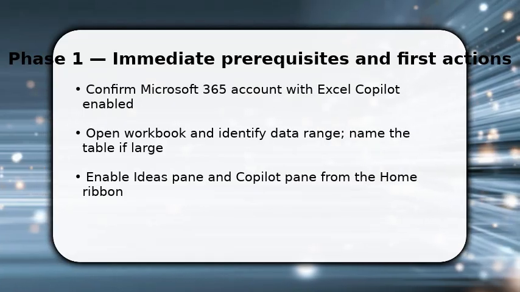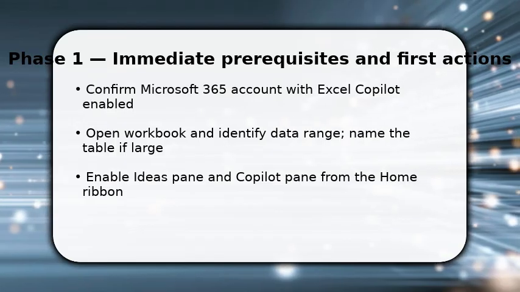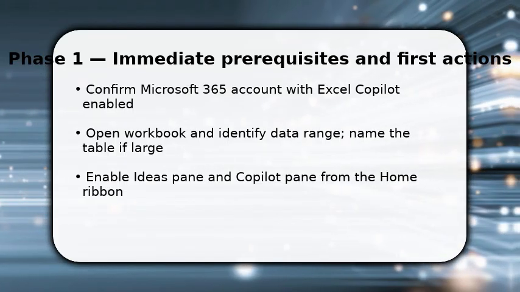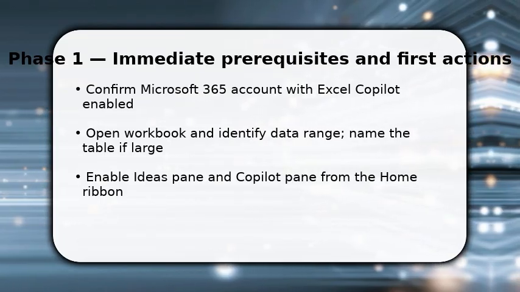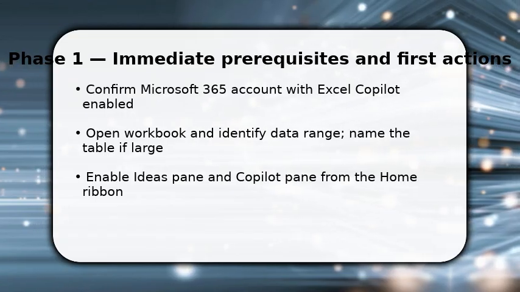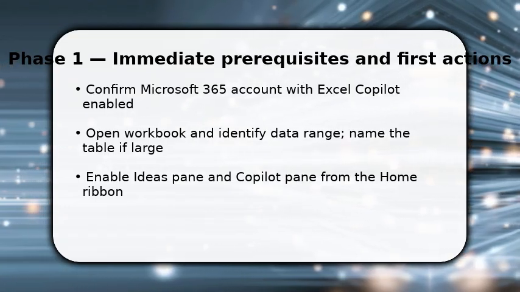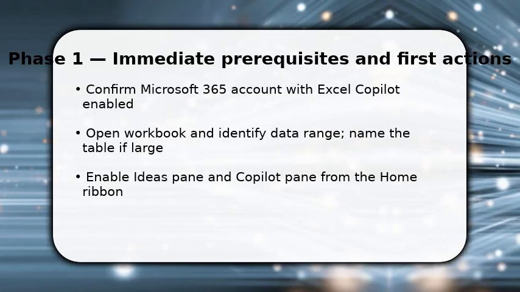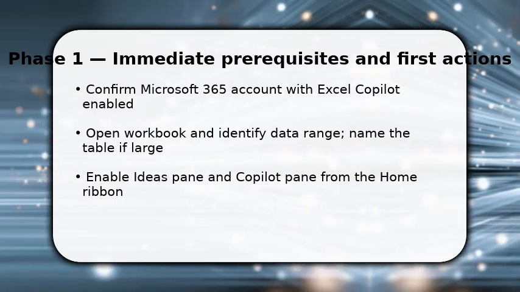You start by confirming your Microsoft 365 account has Excel Copilot active, because permissions unlock the features you need. Once done, open the workbook and immediately select the primary data range so Copilot can reference it. Make sure to convert large ranges to a named table. This improves formula accuracy and dynamic references.